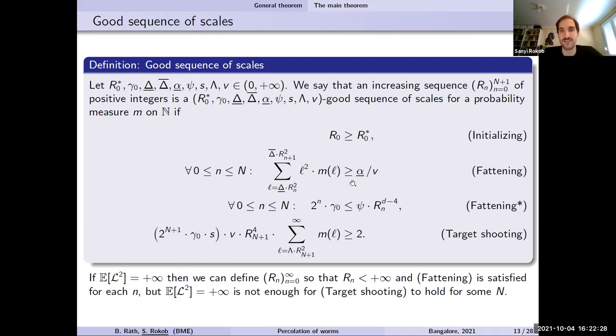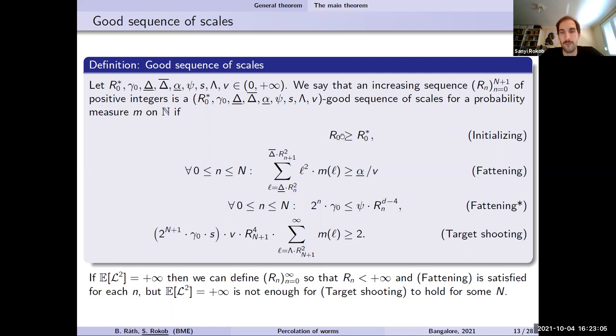Let me convince you that it's not that frightening. There are parameters which can be fixed, and we can define for those parameters a good sequence of scales. This sequence defines the start and end points of the length intervals, from which we use the lengths to fatten in a step of the sequential fattening, such that these things are satisfied. What are these things?